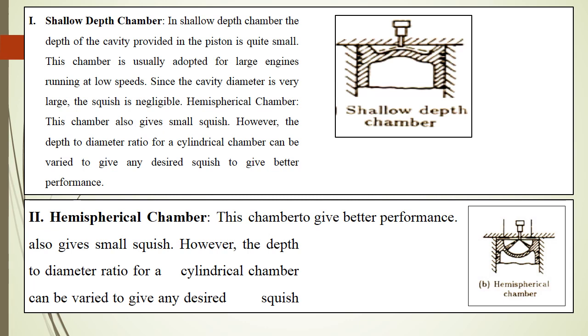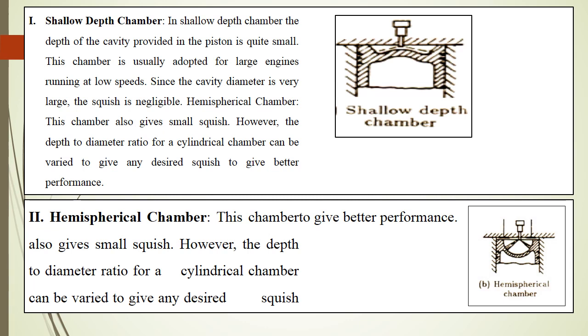Now, these open combustion chambers are divided into different types, namely shallow depth, hemispherical, cylindrical and toroidal chambers. First we'll discuss the shallow depth chamber. How are we going to differentiate them? Again, by the cavity provided in the piston crown. According to the shape of this cavity in the piston crown, there are different types. So first, the shallow depth chamber.